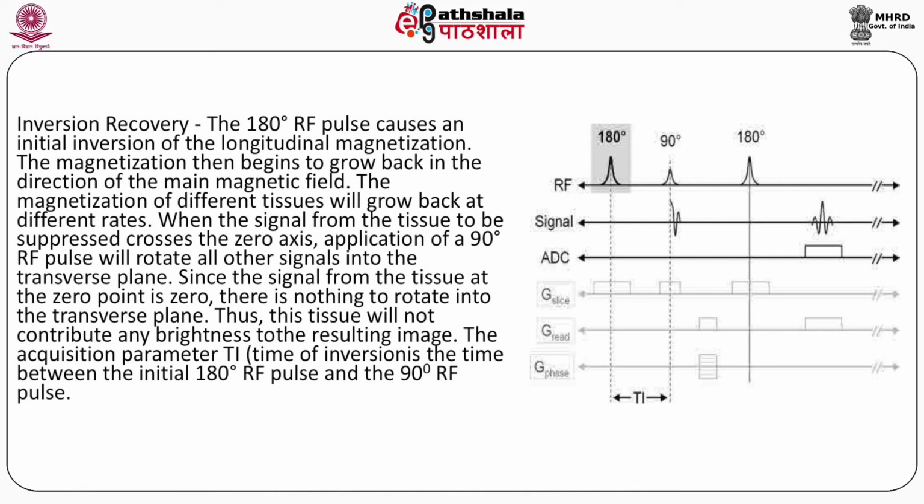Since the signal from the tissue at the 0 point is 0, there is nothing to rotate into the transverse plane. This way the tissue will be specifically suppressed from the image. It will not contribute to any signal brightness on the image. The acquisition parameter in this case, the time between application of the 180 RF pulse and the 90 RF pulse, is known as the time of inversion.